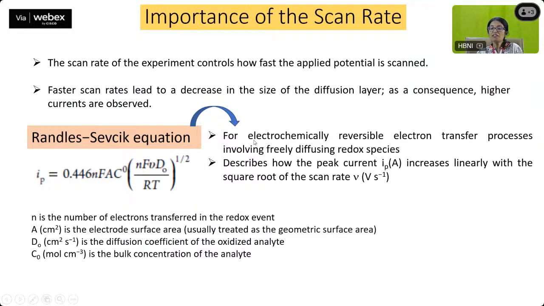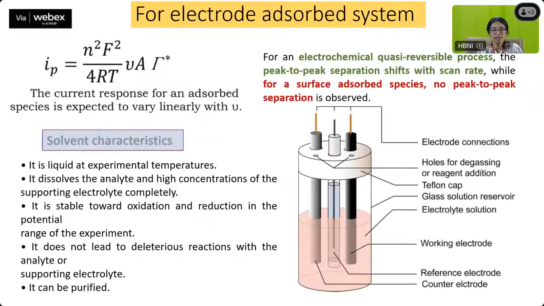So for electrochemically reversible electron transfer processes involving freely diffusing redox species, this is the Randles-Sevcik equation, and it describes how peak current, this is Ip, increases linearly with the square root of the scan rate, which is nu over here, and n over here is nothing but the number of electrons transferred in the redox event. A is the electrode surface area, D0 is the diffusion coefficient of the oxidized analyte, and C0 is the bulk concentration of the analyte.